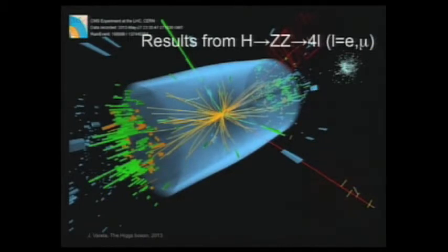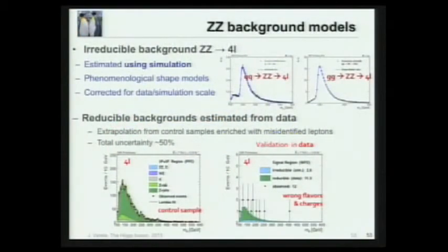Now, these are the results for ZZ in 4 leptons, the type of events that I have shown or discussed already. Here, this is an event with 2 muons and 2 electrons. I have the 2 green things that are the electrons, and the red tracks are the 2 muons. And so again, a technical slide.